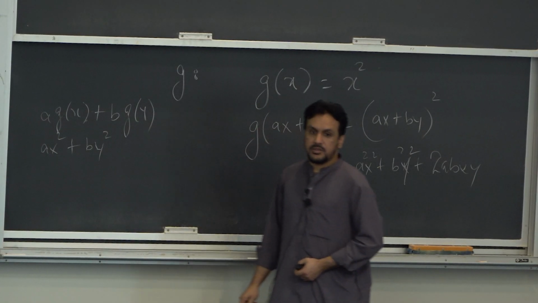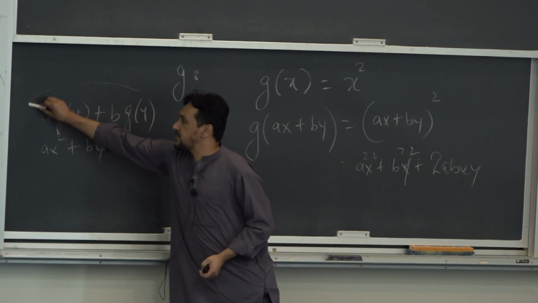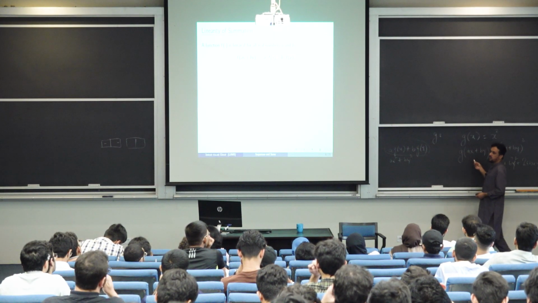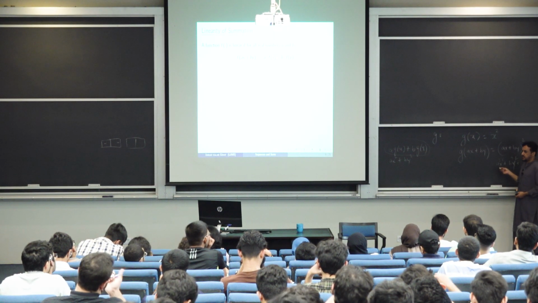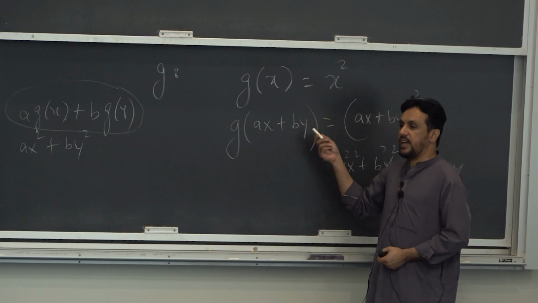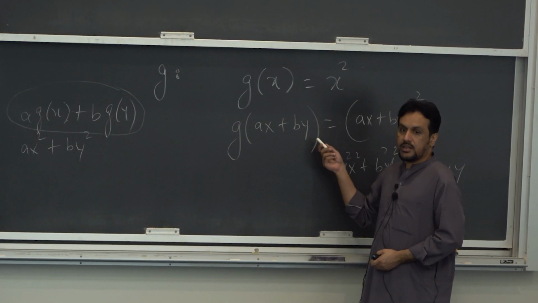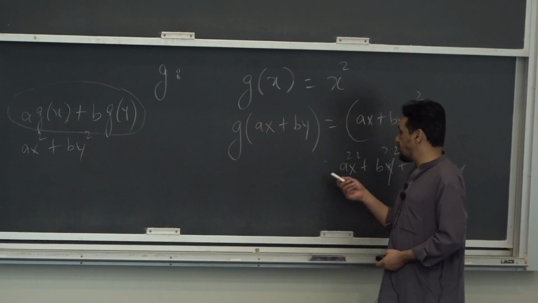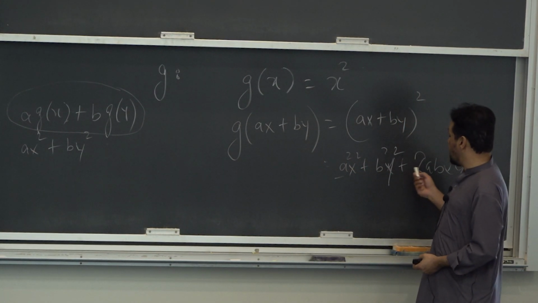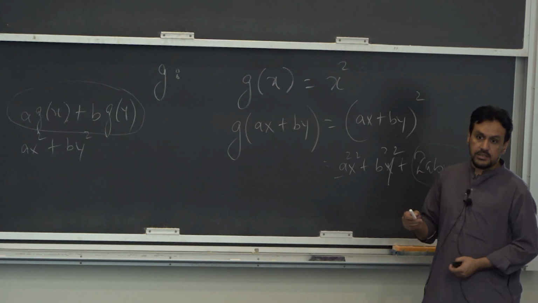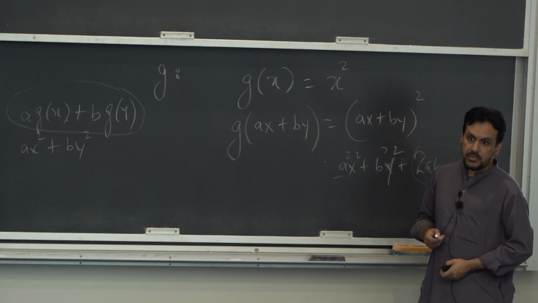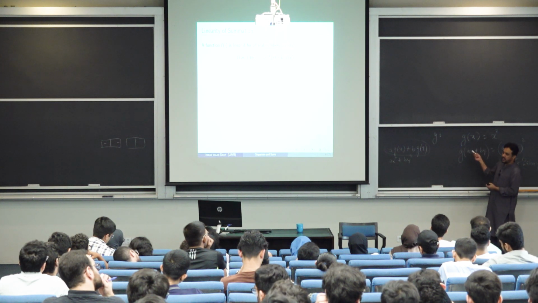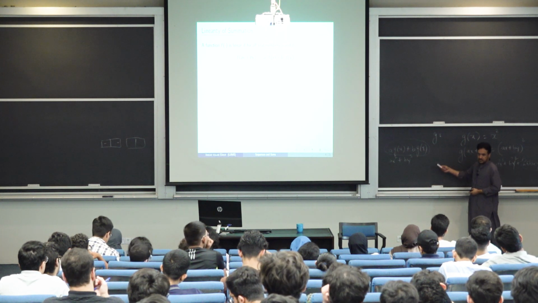Y squared, right? So you see, a times g of x plus b times g of y is not equal to g of ax plus by, right? Significantly different. That one is multiplied with a, this one is multiplied with a squared, and then there is this cross product term, 2abxy. Why is this not true here? Because g is not a linear function, it's a quadratic function, right?